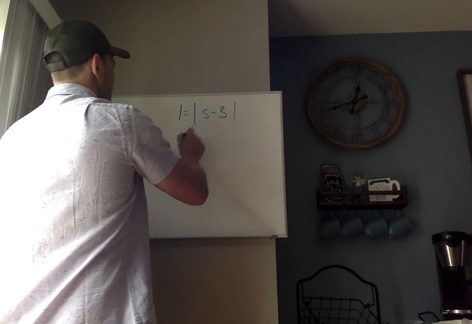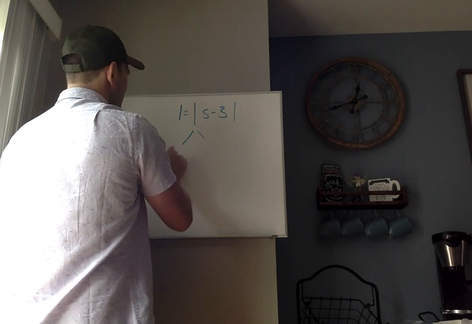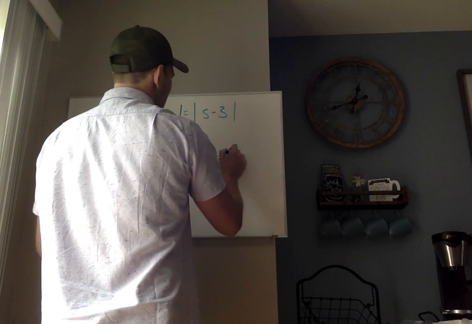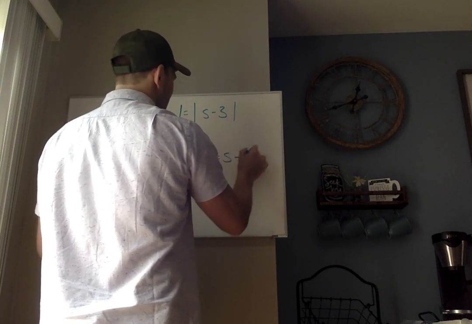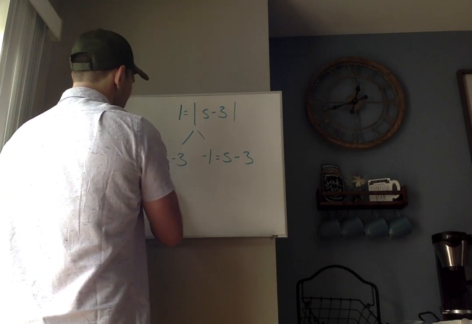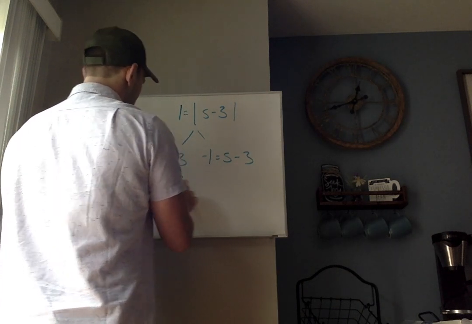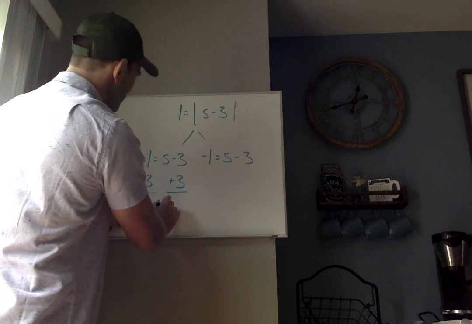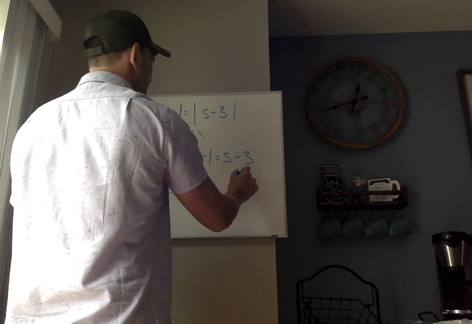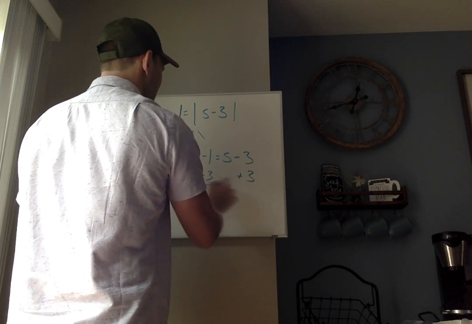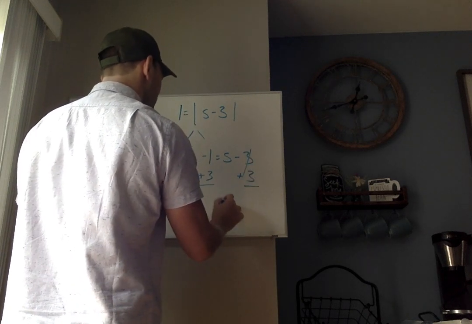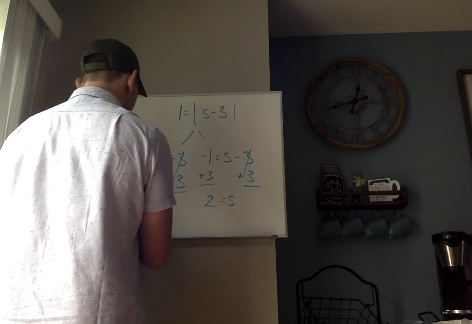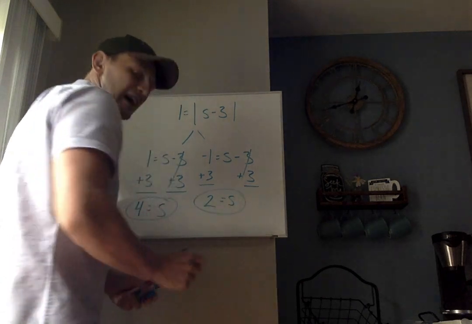Okay, so I'm going to go ahead and break this apart: 1 equals s minus 3, and negative 1 equals s minus 3. So I'm going to go ahead and add 3 to both sides. This is going to give me 4 equals s. Here, when I add 3, I'm going to get s equals 2. So I have these two answers. Okay, now how do I graph it?